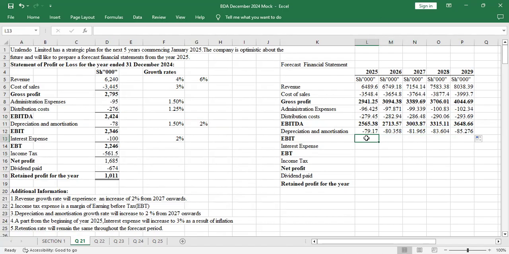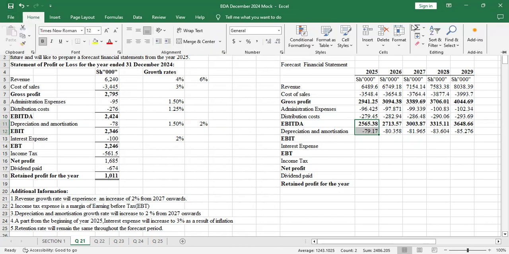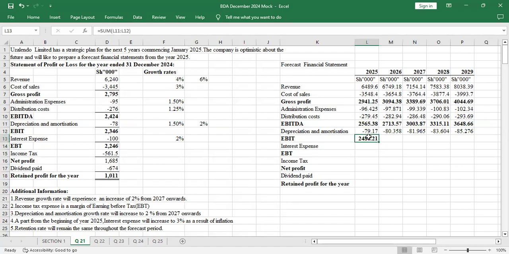So earning before interest and tax will now be the sum of earning before interest, tax, depreciation and amortization plus depreciation and amortization. So I'll just sum those two. Then I just go to auto sum, then I'll have that value. So once you have that value there, just drag it.